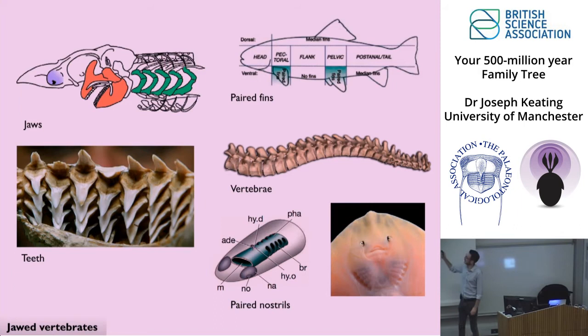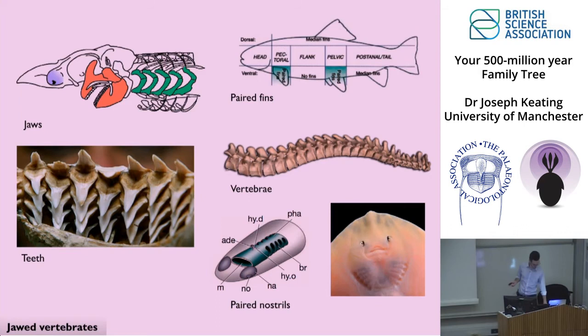Jawed vertebrates also have paired fins, as we've mentioned before, paired pectoral fins, equivalent to our arms, and paired pelvic fins, equivalent to our legs. Jawed vertebrates have vertebrae, so this series of segmentally repeating bones that make up our backbone, and they have paired nostrils. So everyone gets very obsessed with the fact that if you look at the underside of a ray, it looks like they're a smiley face. These eyes, though, are their paired nostrils. It's a characteristic all jawed vertebrates share.